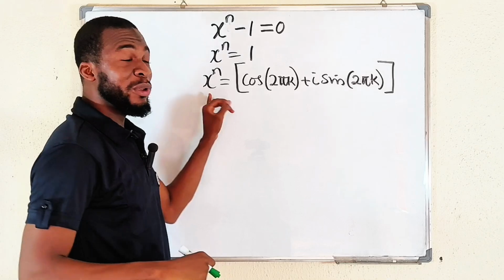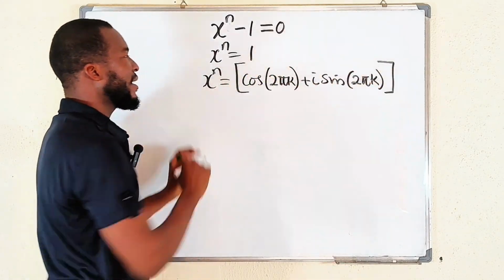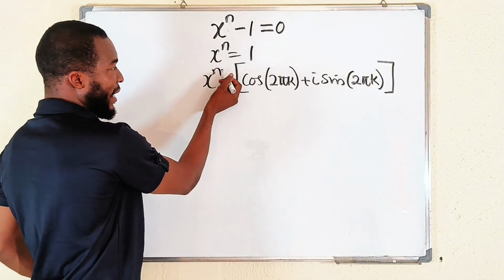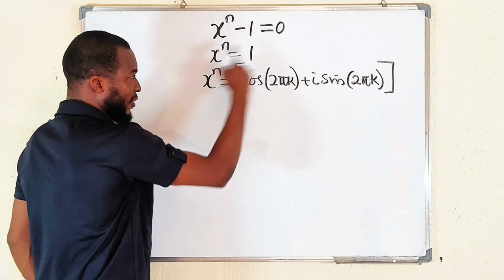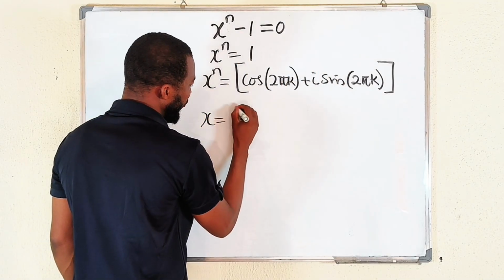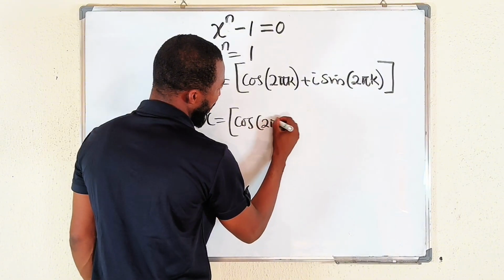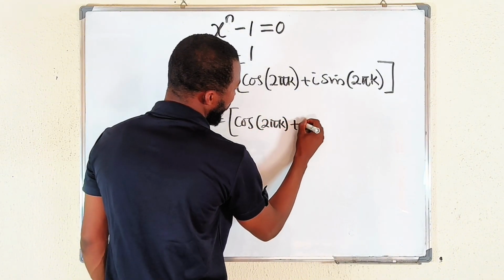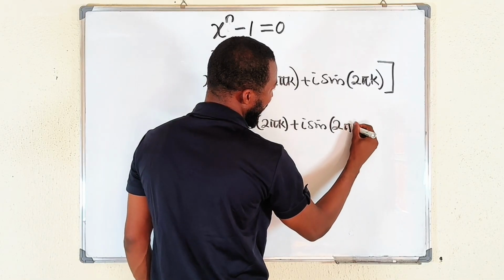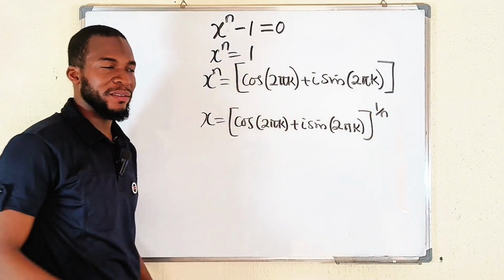But remember, we are looking for x, not x to the power of n. Therefore, we can raise both sides to 1 divided by n, right? Because 1 divided by n times n will give you 1. So we take the nth root of both sides. So x will be equal to cosine of 2 pi k plus i sine of 2 pi k, raised to the power of 1 over n. Yes.